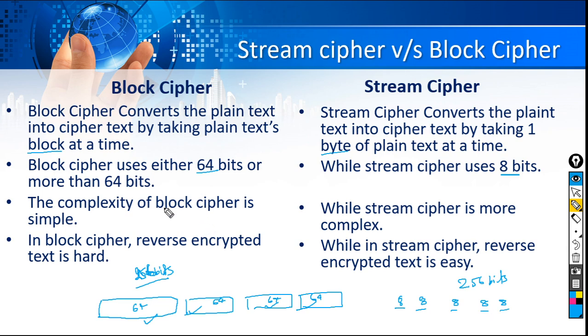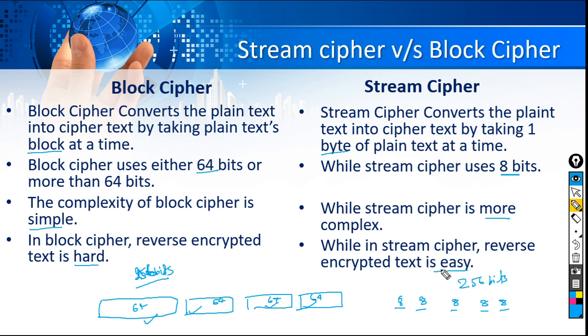Another thing about a block cipher is that its complexity is very simple. We are going to have a look at it in the upcoming videos. But a stream cipher will be a bit more complex. Similarly, in a block cipher, the reverse encryption will be hard, whereas in a stream cipher, the reverse encryption of the text is going to be easy.